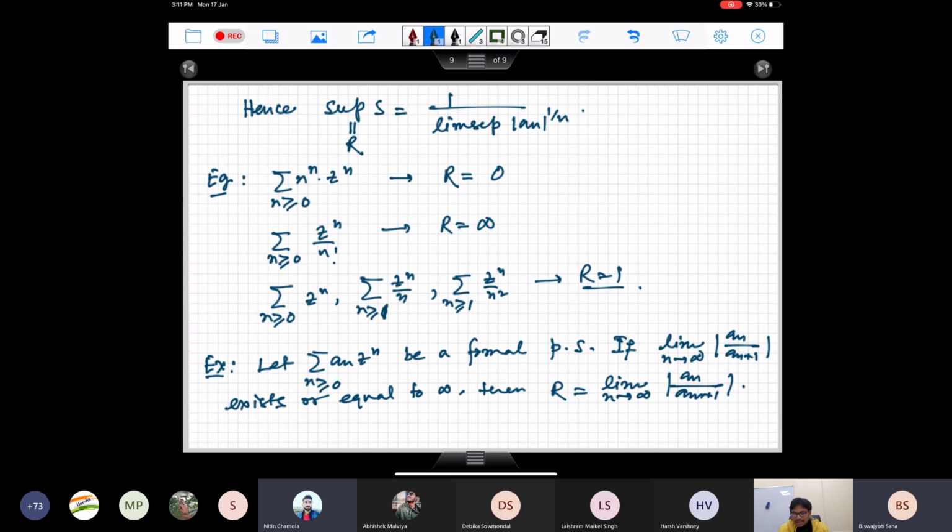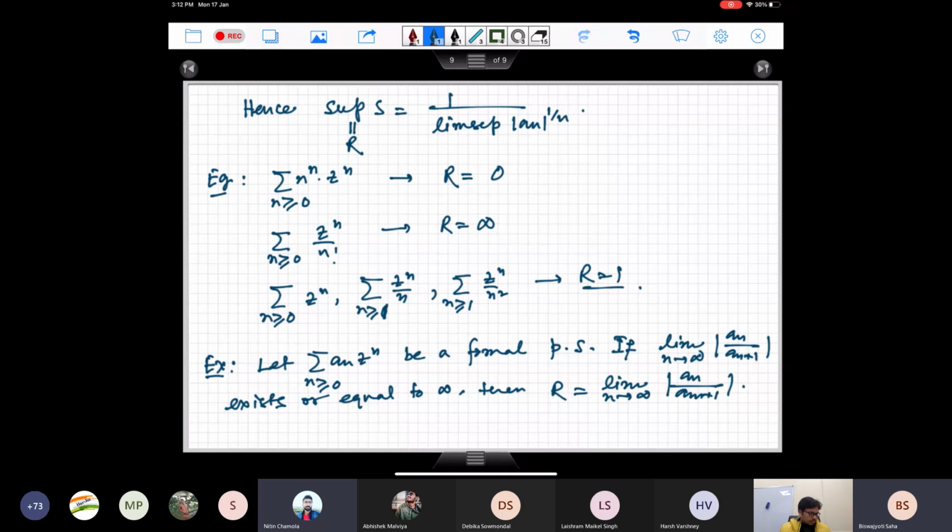In the actual proof of Hadamard's formula, I had used the root test. Here what you have to use is the ratio test. So I am assuming that the ratio has a limit. Generally in the ratio test you take the n plus 1th term divided by the nth term. Here I am taking the reciprocal, and if that ratio has a limit or is equal to infinity, depending on that you will get that your radius of convergence is that particular limit. So this is one exercise which I am leaving for you to do, and you will be able to do this.